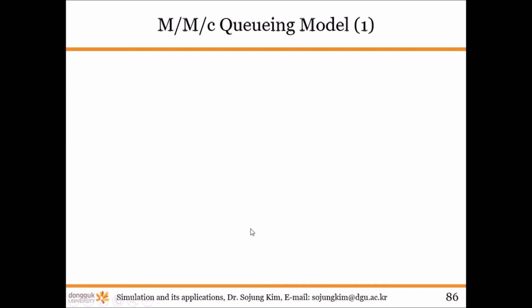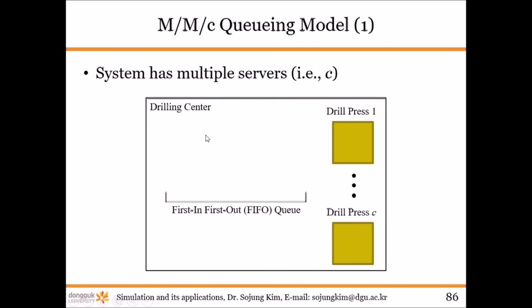Okay, let's consider another queuing model, because now you have learned about the M/M/1 model as well as M/M/1/K. Now we need to consider the multiple server system, which is also known as the M/M/C queuing model. C means the number of servers, so now the C value is greater than or equal to 2. So it is the same drilling center, but now we have multiple servers, which means the number of drill presses is greater than or equal to 2, in other words, C.